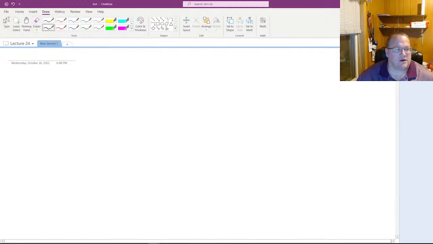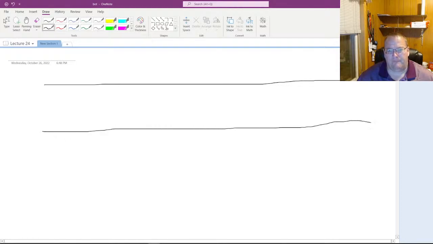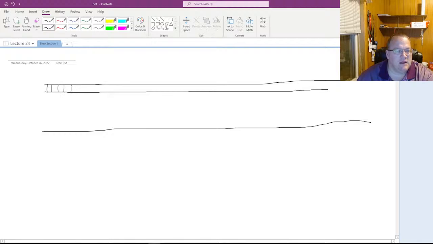Okay, so this is how the tapes work. They're big, long strings, and they have tracks on them. And so these tracks here, it'll read a number, and then it'll read another number, and then another number, and so it just reads one bit at a time. And they're lined up like this.